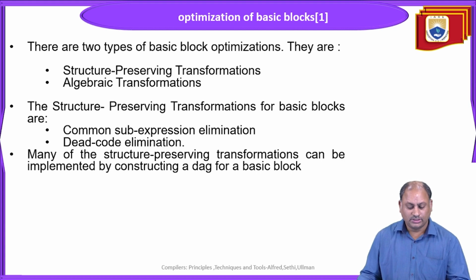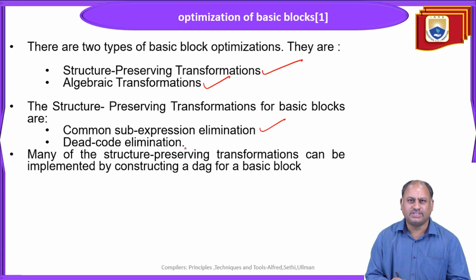Here there are two types of basic block optimizations. One is structure preserving transformations. The second one is algebraic transformations. Structure preserving transformations for the basic blocks again contain different categories. One is common sub-expression elimination. Another one is dead code elimination.